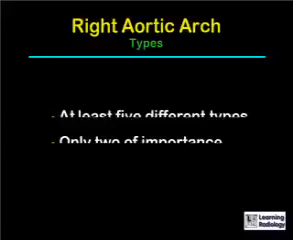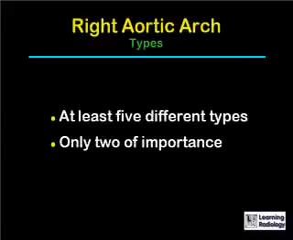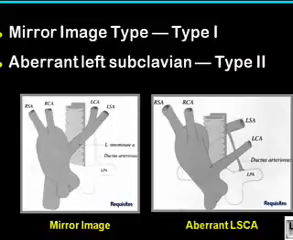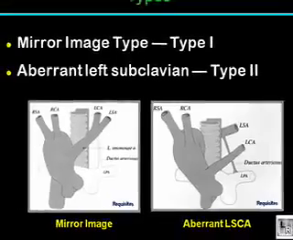Right aortic arches. Right aortic arches come in at least 5 different types, but only 2 are of major importance. Those 2 are a mirror image type, which is also called a type 1, and the right aortic arch with an aberrant left subclavian artery, which is a type 2.